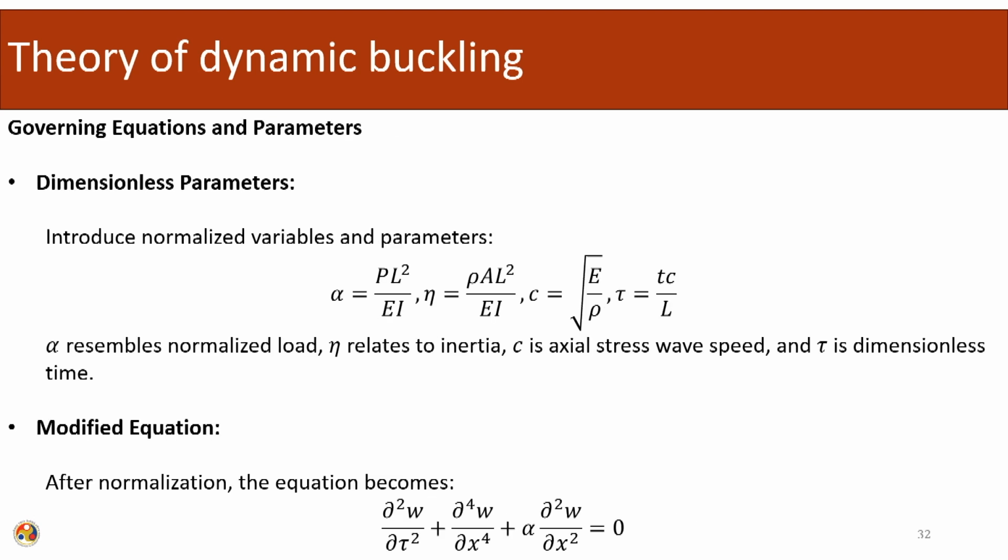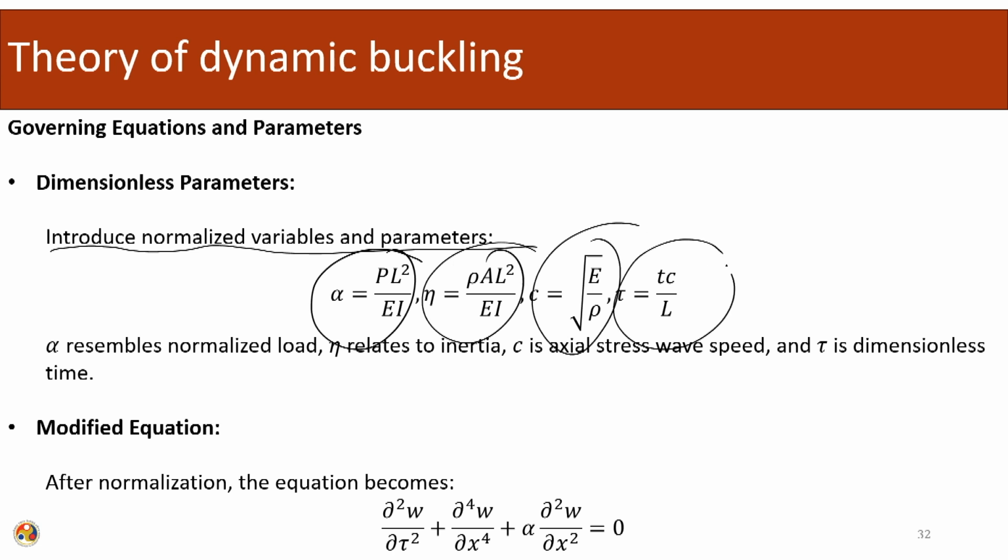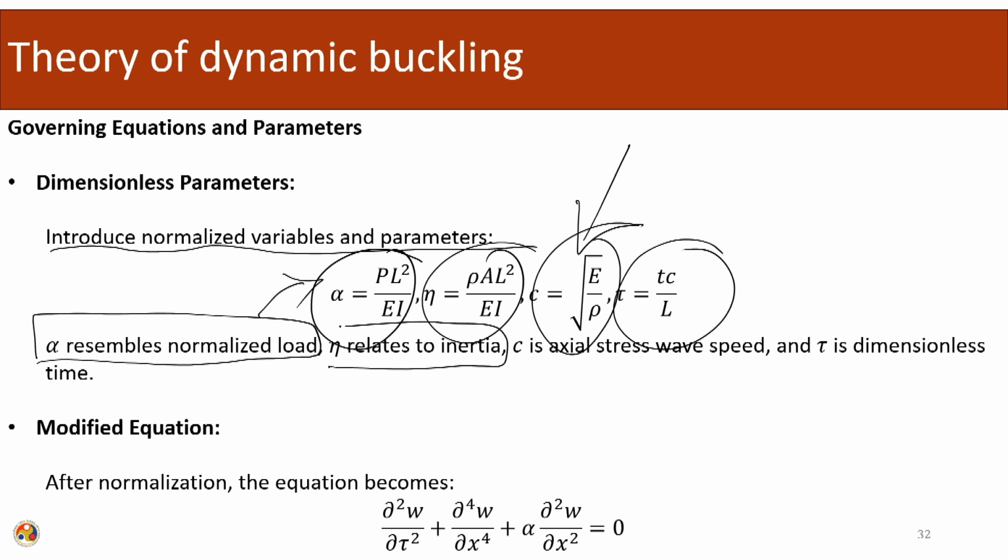Now let us try to solve the governing differential equations. We are introducing some normalizing variables: alpha, eta, c and tau. C we have already seen, this is the velocity term. Alpha resembles the normalized load, eta is related to the inertial component, c is the axial wave speed, the velocity component, and tau is the dimensionless time.